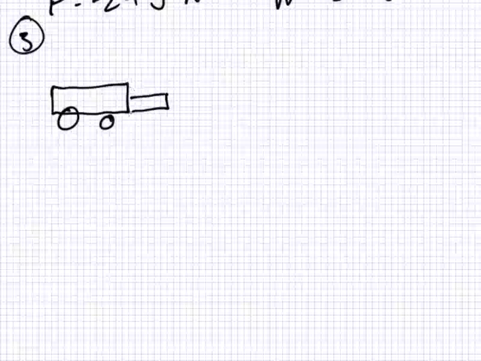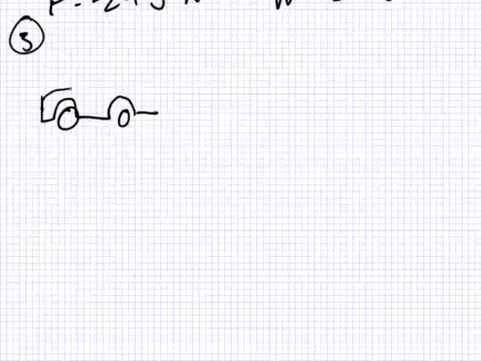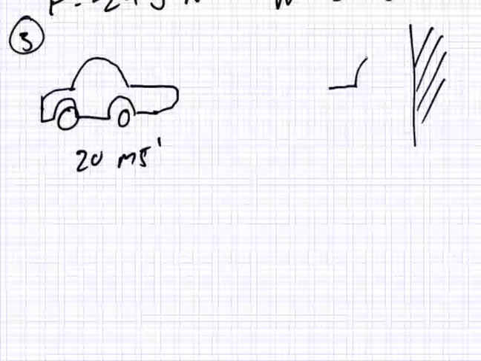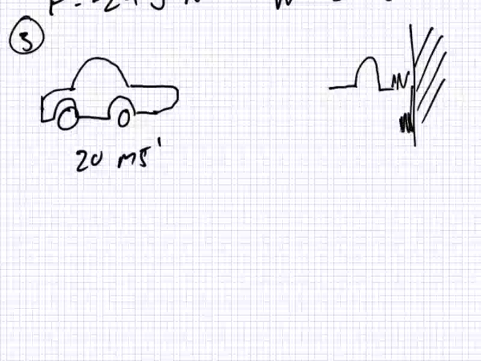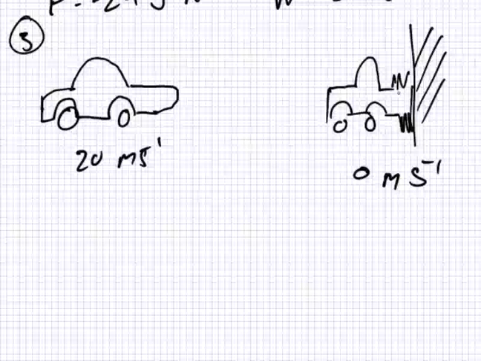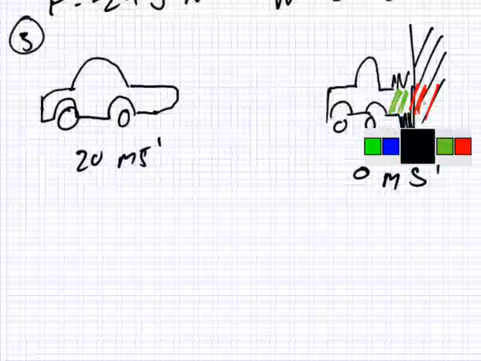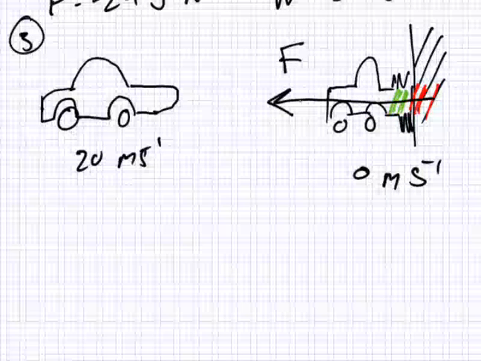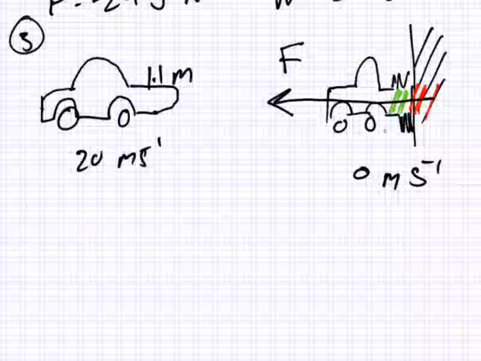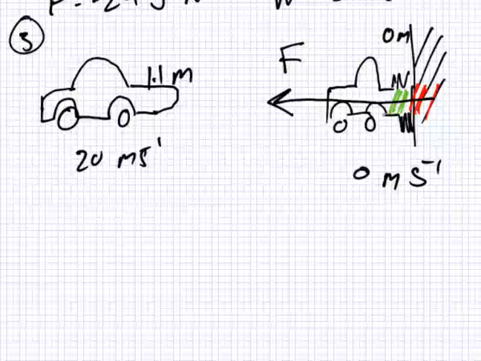Oh no, I can draw that better. So this is going at 20 meters per second, and then what happens? It hits the wall, and then the front of the car becomes crumpled. You see that? So it's 0 meters per second. So while the car is touching the wall, it's given a huge force to the left to slow the car down. And I tell you also that the front of the car is 1.1 meters long. And then afterwards there's no car front left.